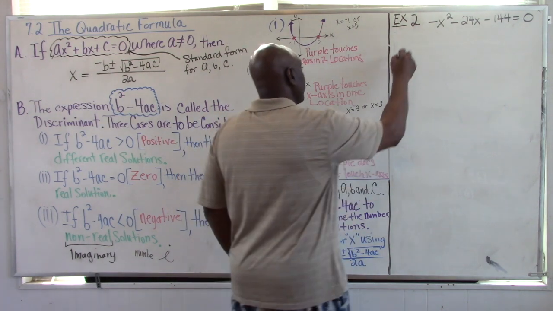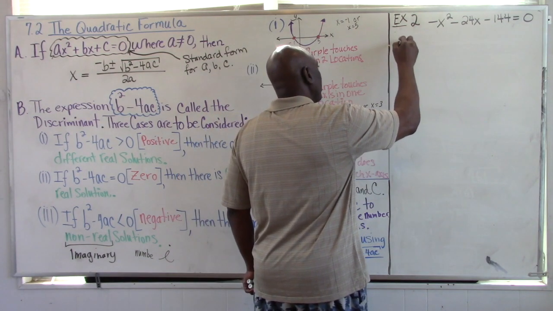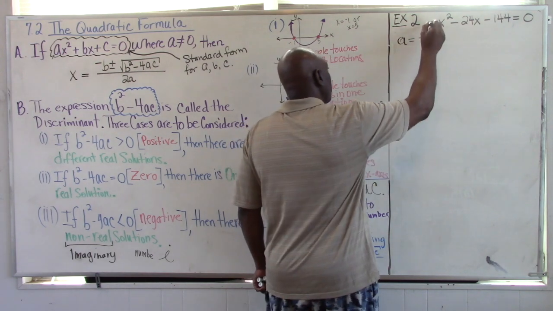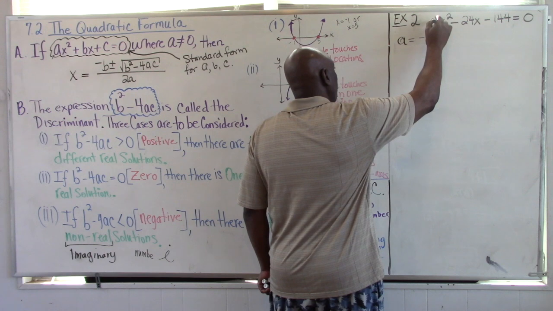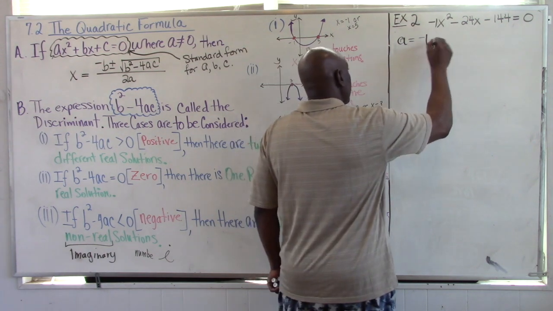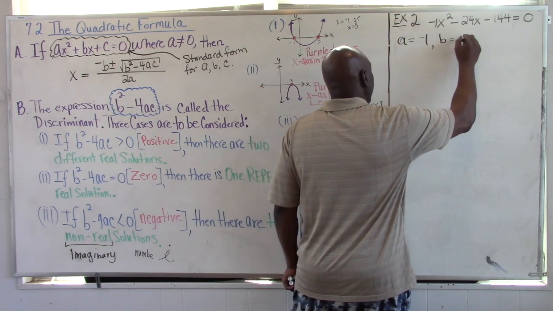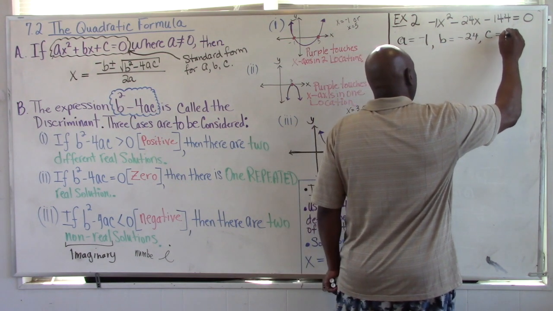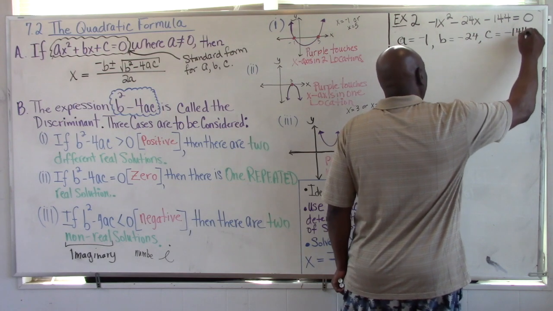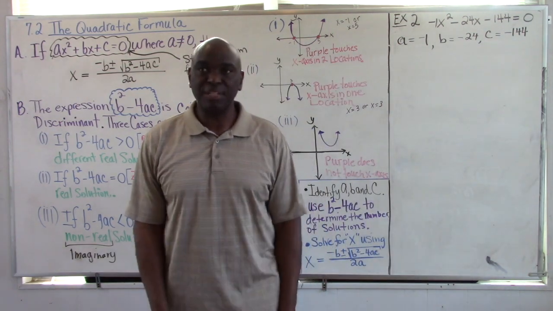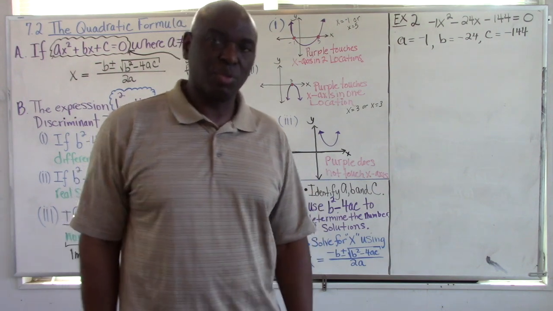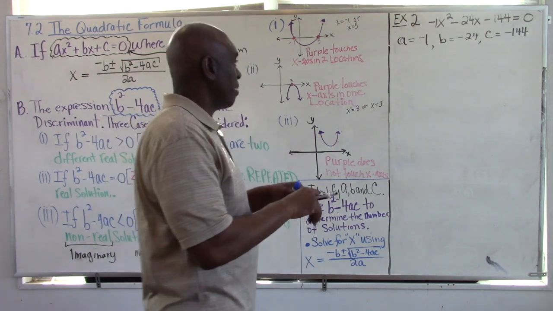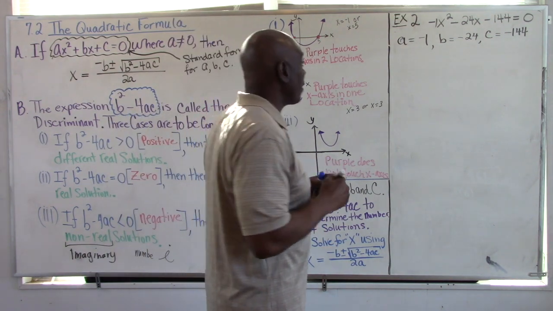All right, so A. A is negative 1, because that's what's right here. There's a 1 right here, negative 1. And what is B? B equals negative 24. And what is C? C is negative 144. All right, any questions about identifying A, B, and C? You good with A, B, and C? Okay, that's it for ABC. We have ABC.